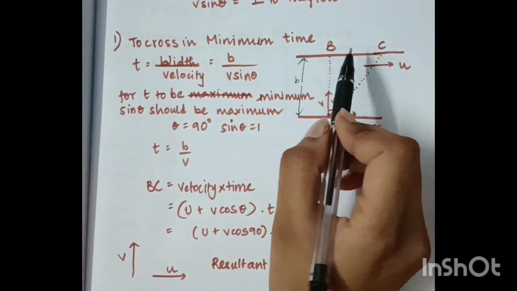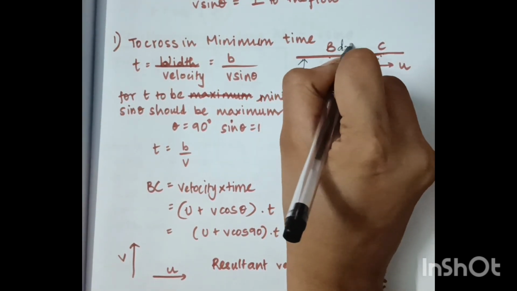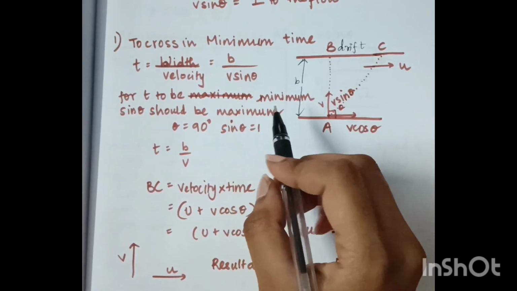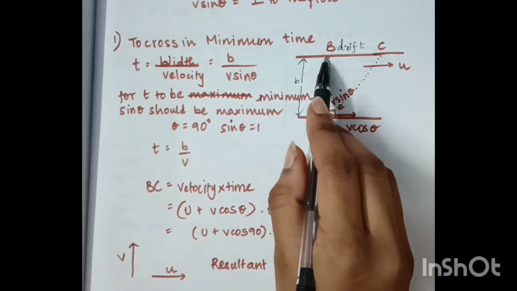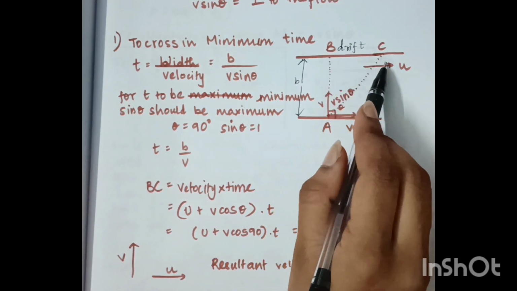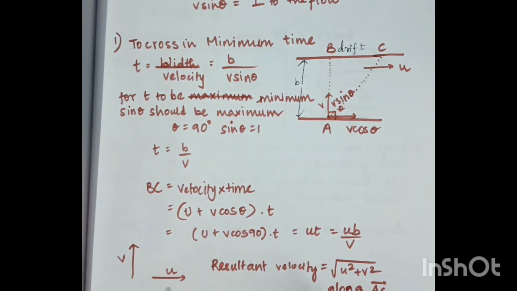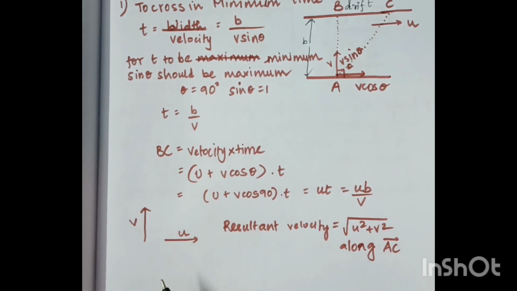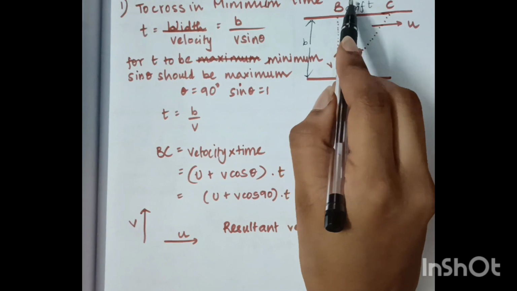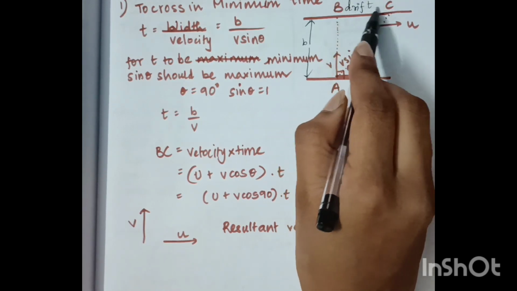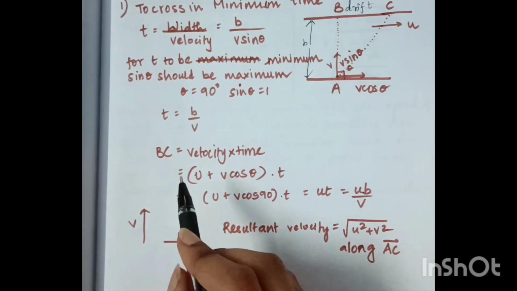Now, what is BC? This is called the drift. He will be placed somewhere here. So, he aimed at here, but he is drifted by the river and he is placed here. What is that drift? Okay, let us see. That is BC. So it is this, the horizontal direction, that is the drift.